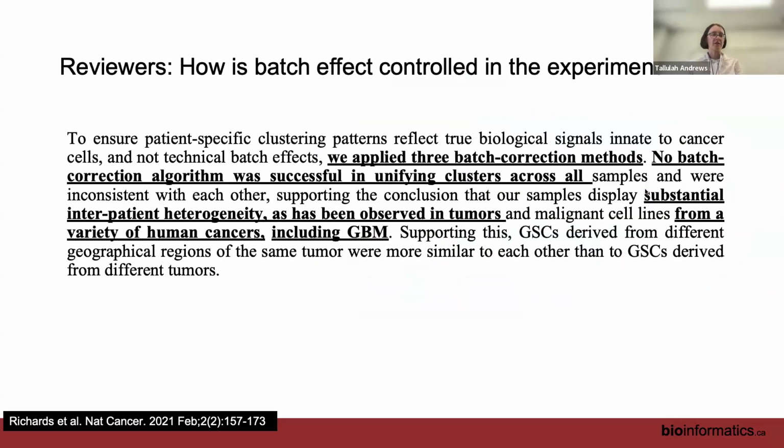So what did they conclude? The reviewers asked them, how did you control for batch effect in your experiment? Is this technical noise or is this real biology? So they also applied 3 different batch effect correction methods. None of them were successful in uniting the clusters. So they concluded this is real interpatient heterogeneity, and it's biological in nature. These are different driver mutations driving these tumors, so they really should be different.